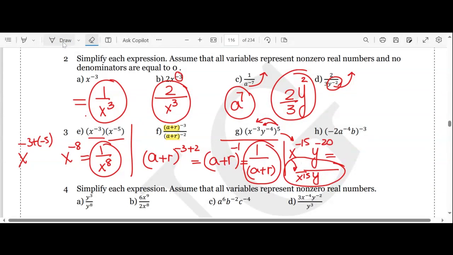Is this clear? Yes. If I have 1 over a to the power of negative 2, what's the answer? a squared. Because you have to flip it to the top. If you flip it to the top, it becomes positive. And the minus 3 with minus 3, I combine them together.